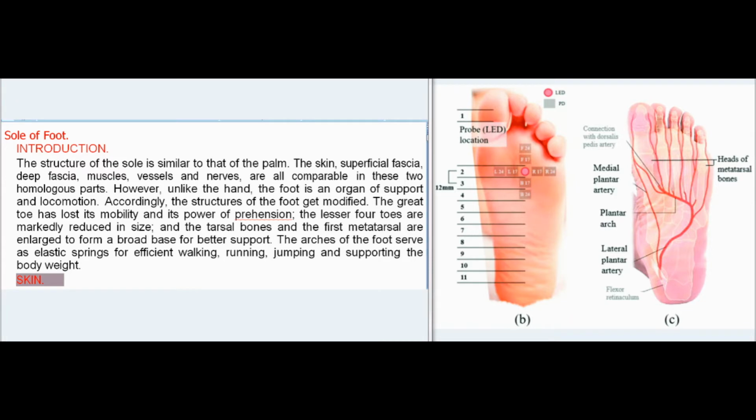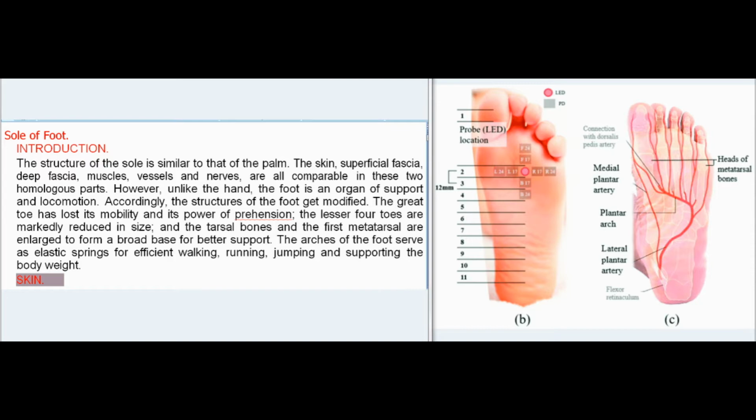Sole of foot. Introduction. The structure of the sole is similar to that of the palm. The skin, superficial fascia, deep fascia, muscles, vessels, and nerves are all comparable in these two homologous parts. However, unlike the hand, the foot is an organ of support and locomotion. Accordingly, the structures of the foot get modified.